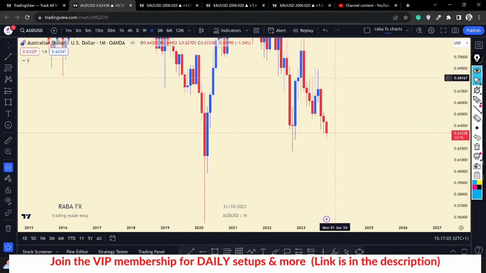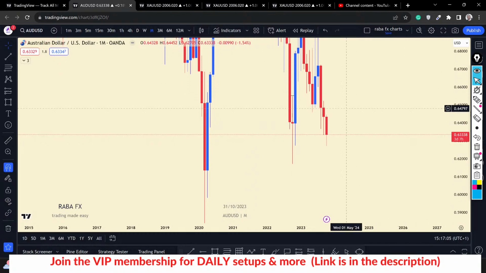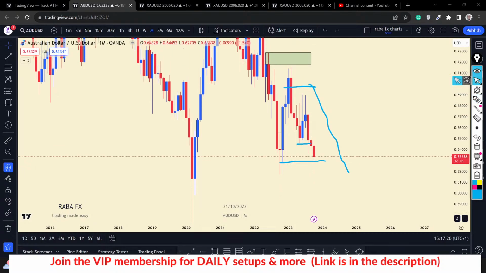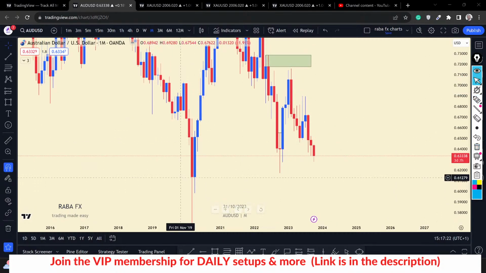So as you can see, this pair has been bearish. The moment price rejected off this, we have been bearish. We are moving to the downside. We are closing below support. Okay, so this is a strong indication that we can be heading towards this level here. So AUD USD, we are going to this point.